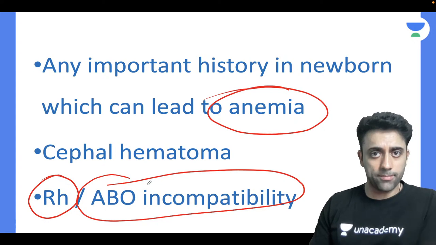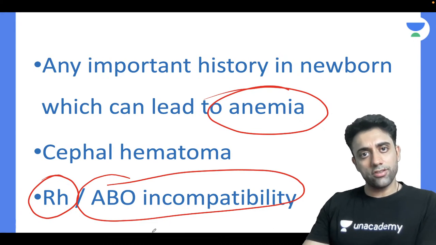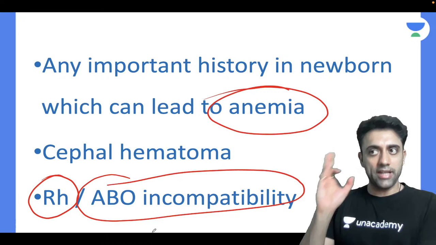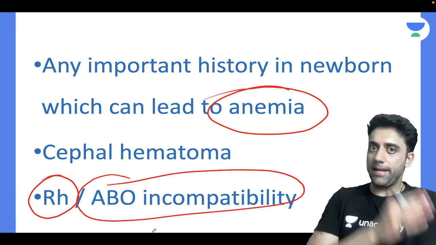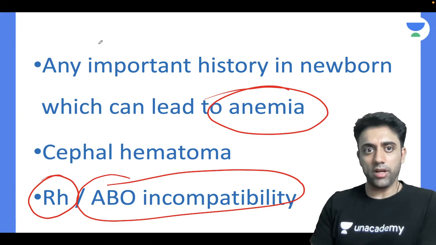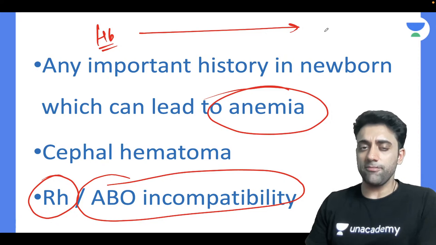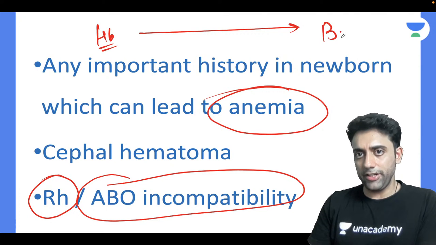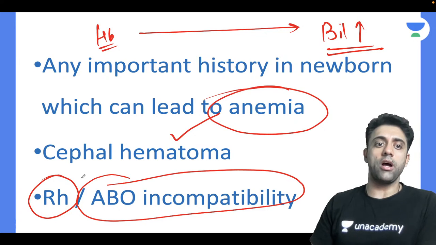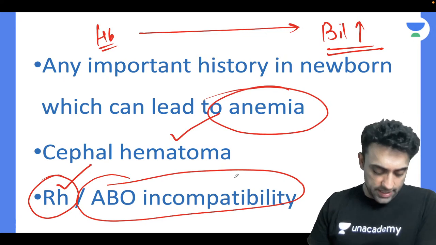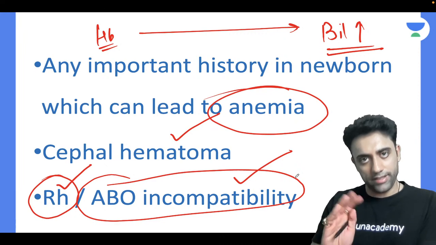So all those causes, do you remember, guys? Have we started the jaundice chapter? Do you remember, Shubhangi? Whatever the causes of neonatal jaundice are, at least we can appreciate that all those causes can cause anemia also, because in cephal hematoma there is hemolysis also. So hemoglobin breaking down causes anemia, and too much breakdown of hemoglobin can lead to increased bilirubin levels. So the causes are cephal hematoma, Rh incompatibility, ABO incompatibility. Yes or no? Am I making sense to you? Yes, very good.